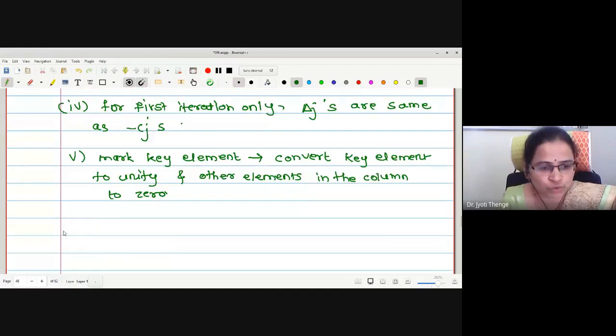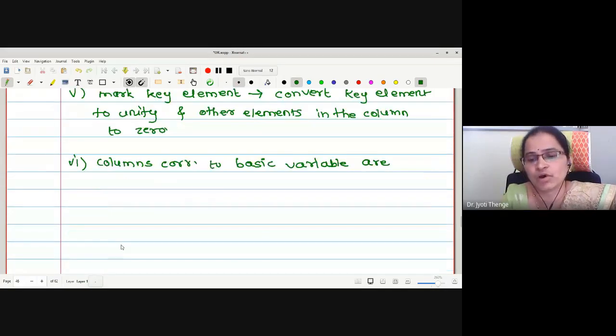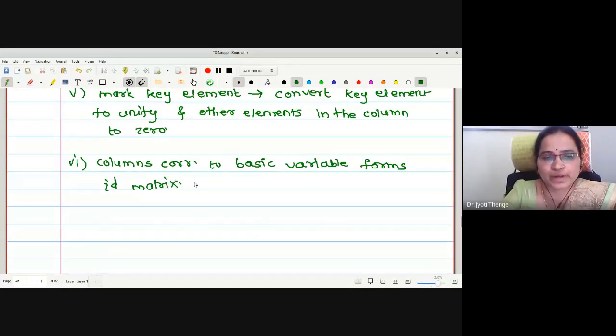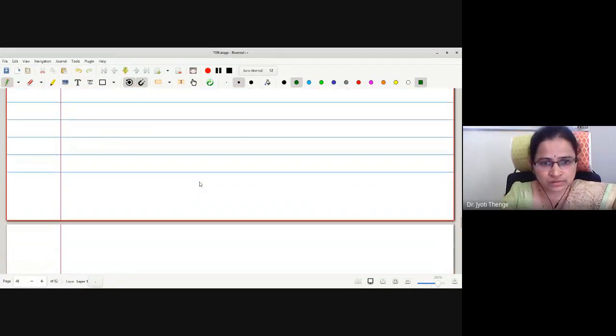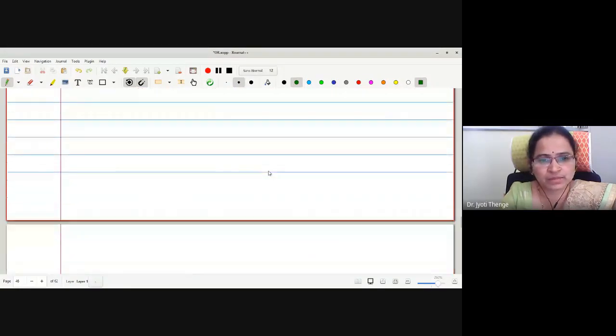One more hint I can give is that columns corresponding to basic variables form an identity matrix. Therefore, for basic variables, no need to use your row operations. You can go directly, right? I think I have covered everything. Let me start the example.